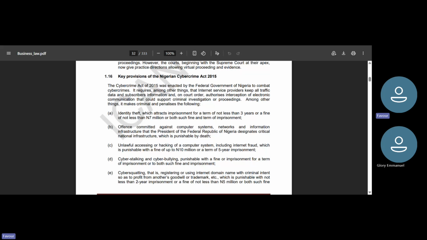So offenses committed against computer system, network, and information infrastructure that the President of the Federal Republic of Nigeria designates critical national infrastructure. So this means that for offenses that are against those systems that have been designated to be national infrastructure, it is punishable by death. So if any offense of such comes up, the punishment is not prison, it's not fine, it's death. Then hacking of a computer system, including internet fraud, is punishable with a fine of 10 million naira or a term of 5 years imprisonment. So you're either paying 10 million naira or you're going to prison for 5 years.